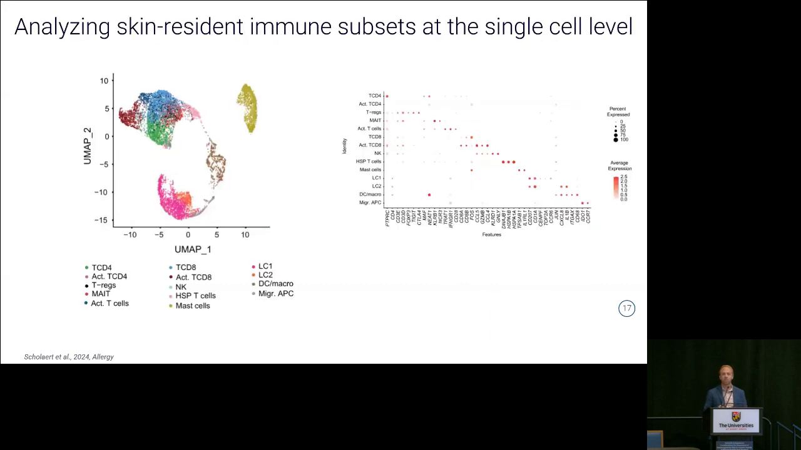So when we switch then to the single cell level, which immune cells are actually targeted by the vaccine at the site of injection? And again, this is the example with the vaccine, but it can be done with any type of immunological stimuli.